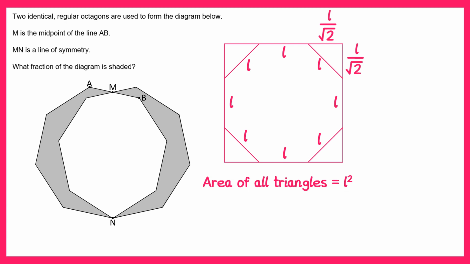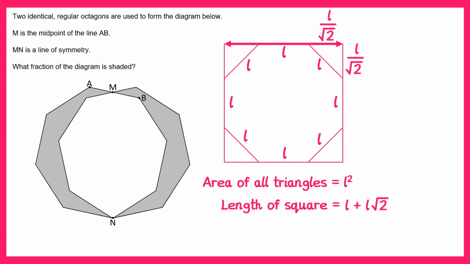Now what about the area of the square? Well, to find the area of any square you need its side length. So let's work out the length of one of its sides. So the length of the side is equal to L plus 2 lots of those smaller lengths which we know to be L over root 2. So 2L over root 2. If you rationalise the denominator on this right fraction, you just end up with root 2 L.